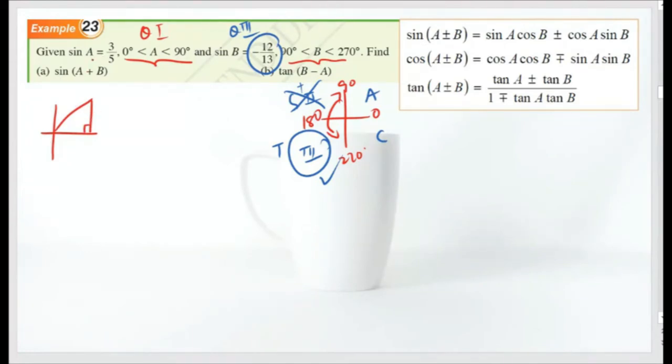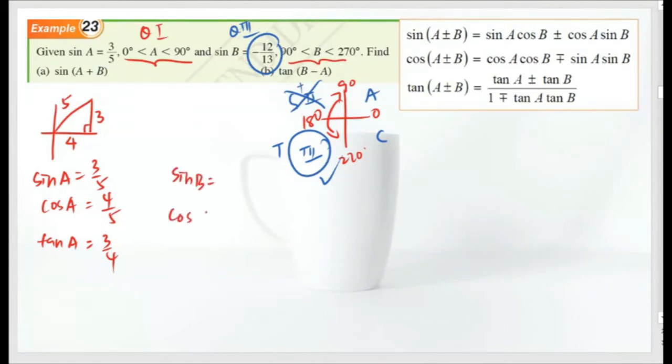So first, 3/5, opposite over hypotenuse, 3, 4, 5. So you get sine A is 3/5, cos A is 4/5, and tangent A is 3/4. After this, we go to angle B. We want to find the value of sine B, cos B, and tangent B.